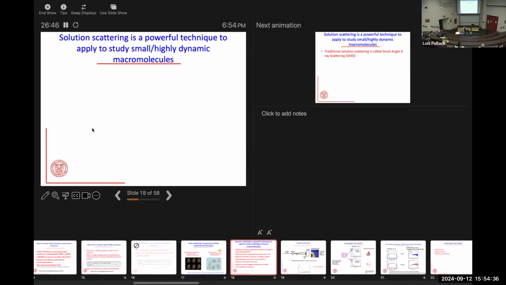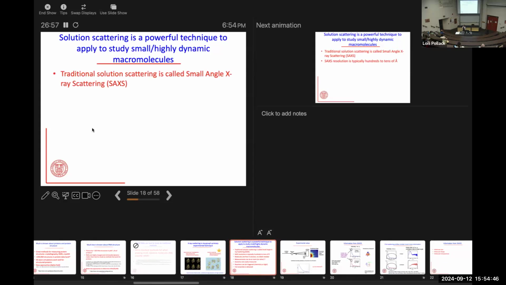So solution scattering, it's a really powerful technique to apply to small, highly dynamic molecules. Traditional solution scattering is called small angle X-ray scattering, because you have X-rays coming in and you scatter them to small angles, a couple degrees, something like that. And the resolution of a small angle X-ray scattering experiment is typically hundreds to tens of angstroms, not the single angstrom resolution that we're after.